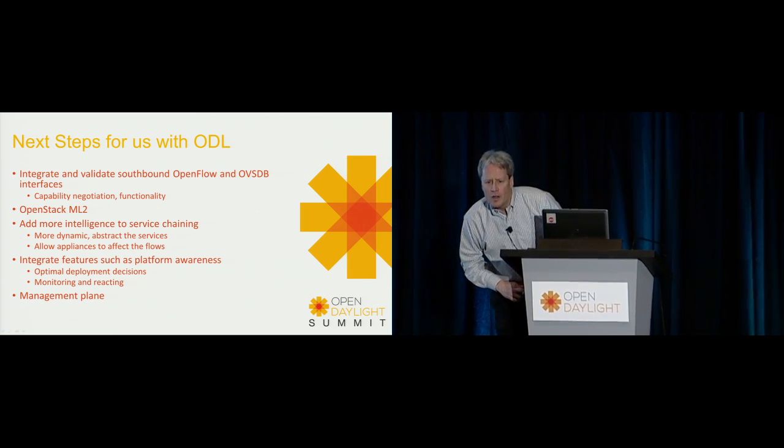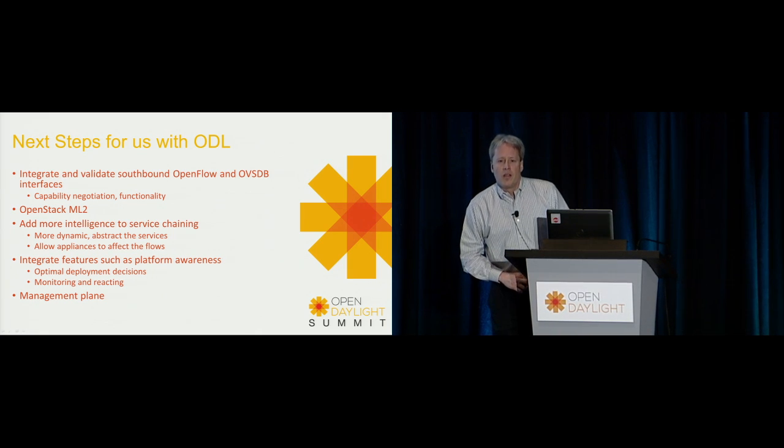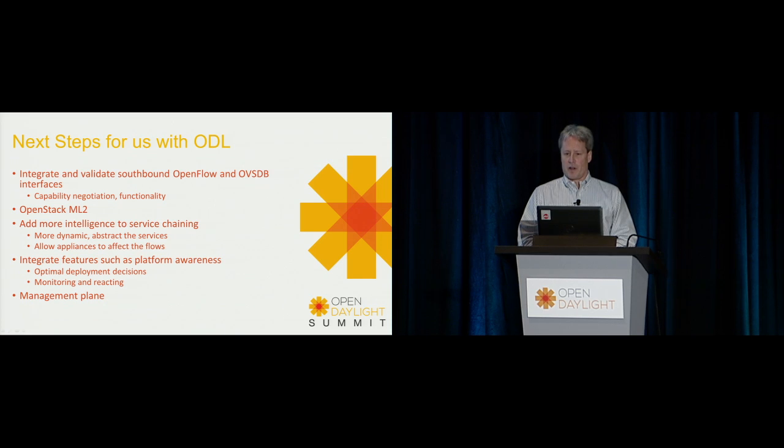Pardon me? How do you push flows to the DPDK? We're doing that through just a Python script through the northbound interfaces. We knew what the flows were ahead of time. We had a static configuration in terms of what VMs we had running.